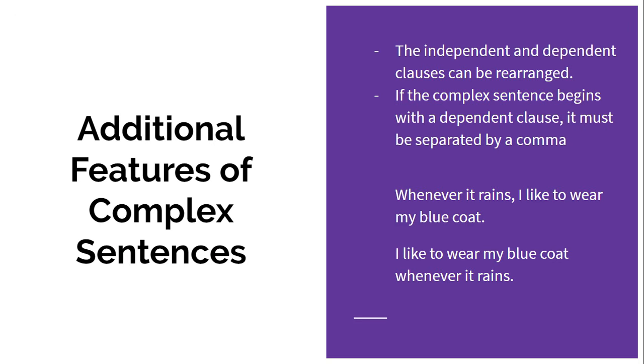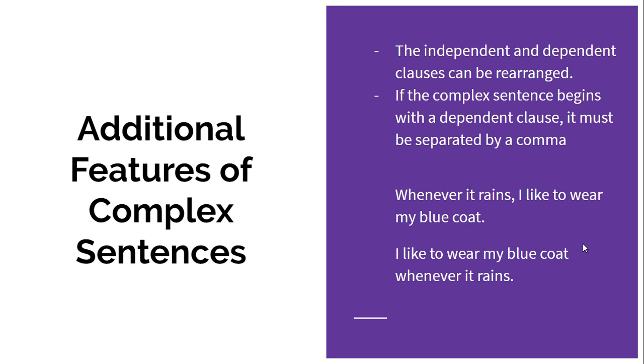So here's some additional features of complex sentences. First, the independent and dependent clauses can be rearranged. If the complex sentence begins with a dependent clause, it must be separated by a comma. Here's an example. Whenever it rains, comma, I like to wear my blue coat.